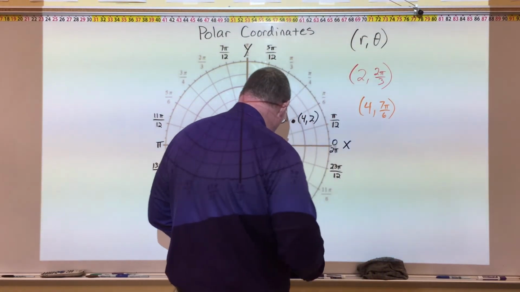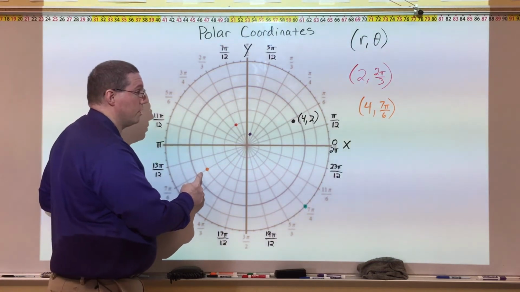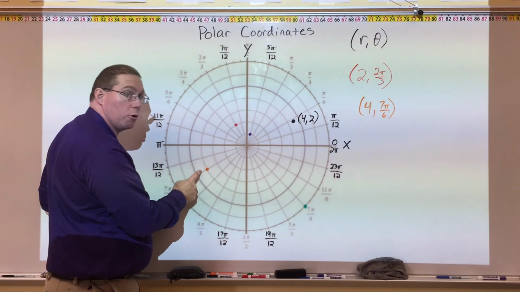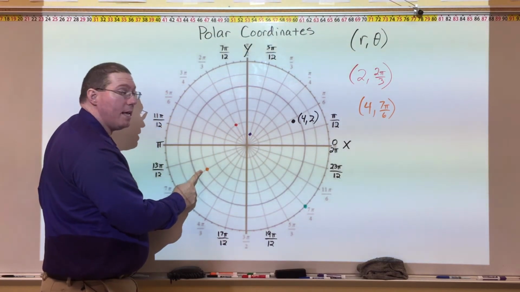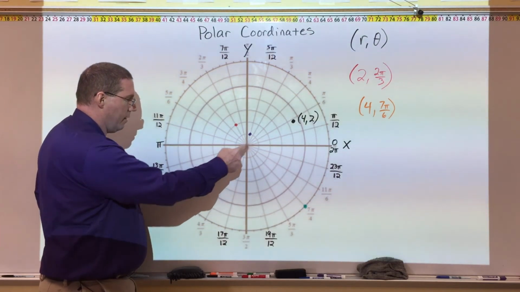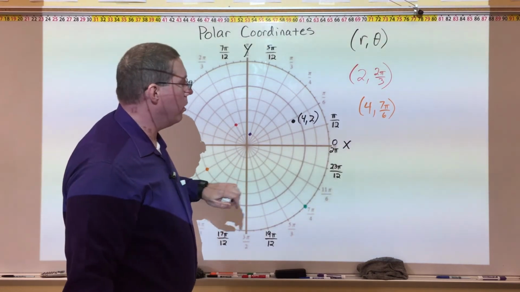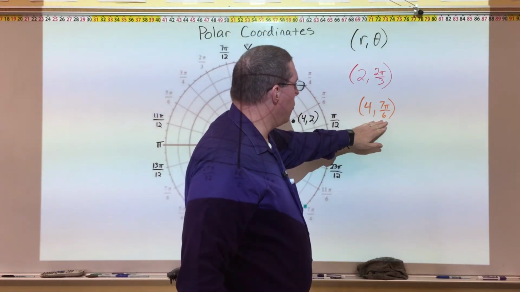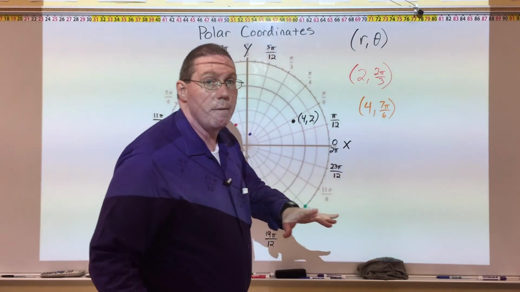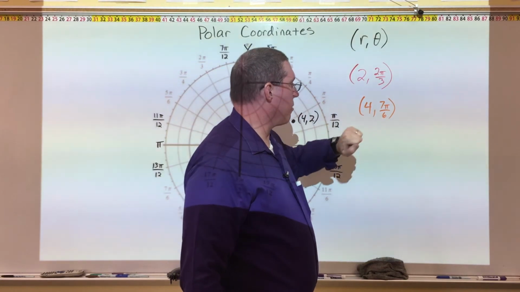Now, I want you to notice something interesting about this point right here. This point is in the 3rd quadrant. First quadrant, 2nd quadrant, 3rd quadrant. So as a rectangular coordinate, it should be a negative x and a negative y, correct? Negative x, negative y. But notice that in polar coordinates, the coordinates are actually positive and positive. Generally speaking, in most cases, your polar coordinates are going to be positive, positive.